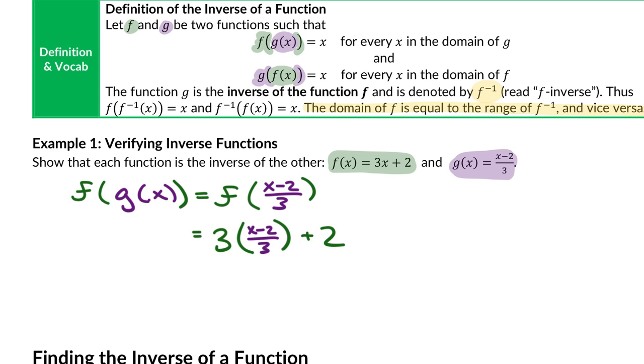What happens when you multiply 3 by something that's divided by 3? They cancel out. So these 3's are going to cancel out. Okay, so then we have x minus 2 by itself, and then plus 2. Oh, minus 2 plus 2, what happens? Cancels out. So what is this equal to? That's a good start. We need both directions of composition, f of g of x and g of f of x, to equal x to confidently say that they're inverses of each other.